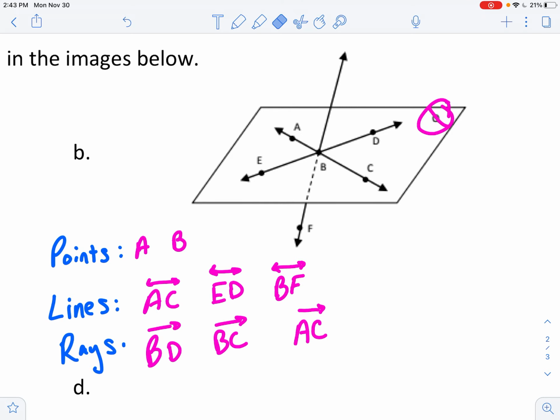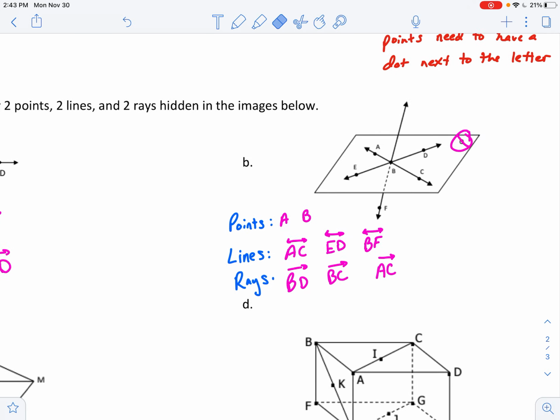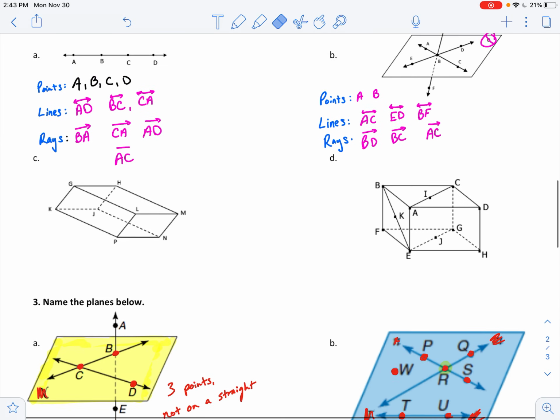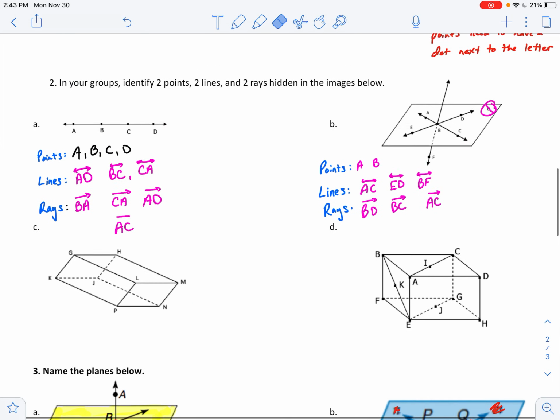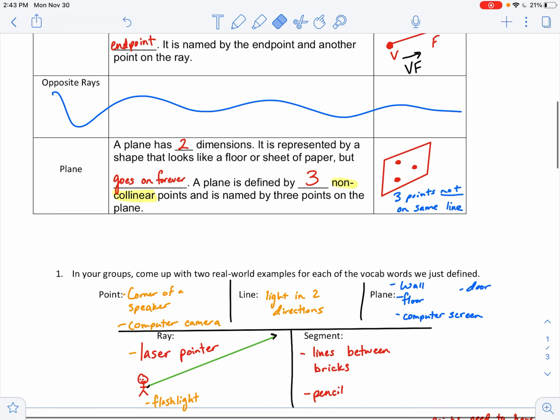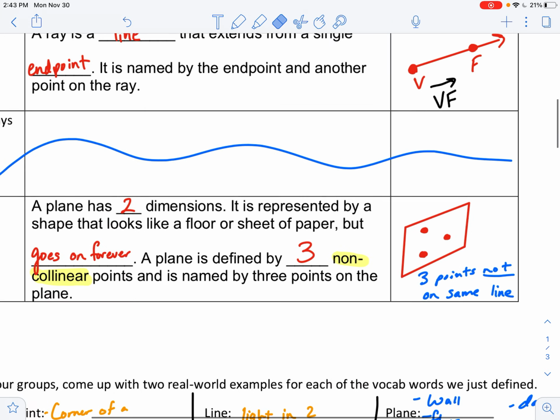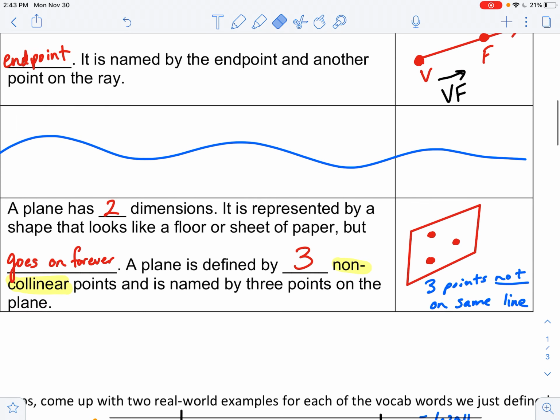And the last thing I want to talk about is naming planes. So planes are the last thing we haven't talked about yet. And a plane has 2 dimensions. We talk about like 2D movies versus 3D movies, or cartoons are 2-dimensional, or you're looking at a 2-dimensional image on a screen. A plane has 2 dimensions.